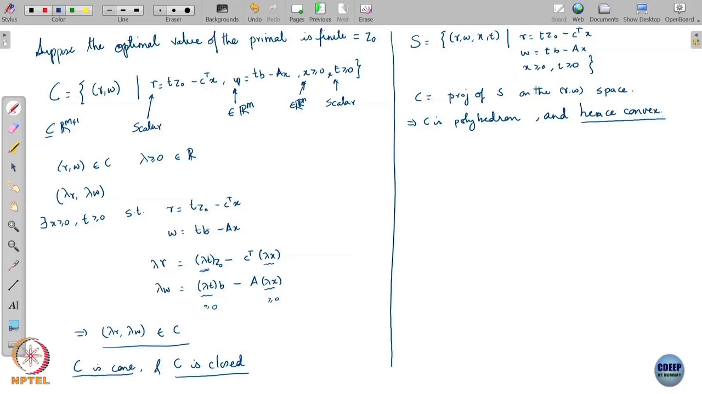All right. Now, let us look at this point. Let us say a point like this, say the point 1 comma 0. What I mean by that is, 1 here is a scalar, and 0 is a vector. So, this is a point in R m plus 1, right. So, this vector is a 0 vector in R m.